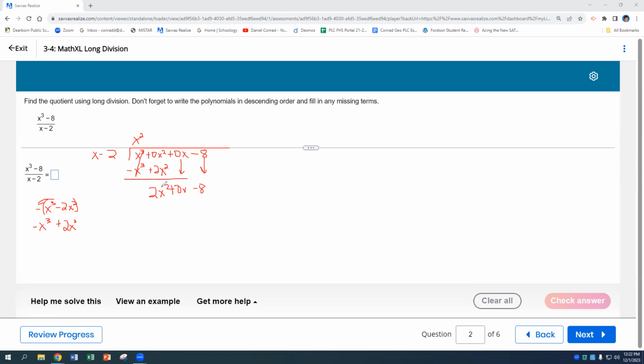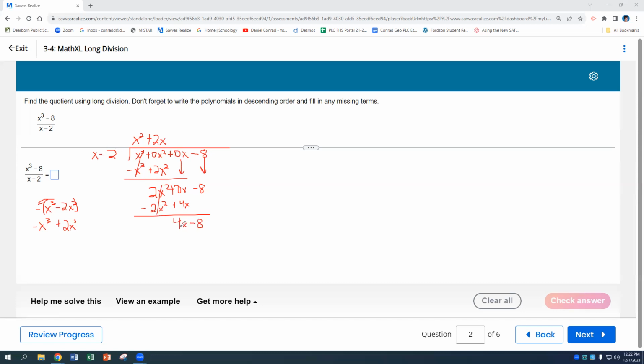All right, so now 2x squared. X times what is going to give us 2x squared? That's going to be 2x. So I'm going to do plus 2x. So 2x times x is 2x squared. 2x times negative 2 is negative 4x. We're going to subtract, so we switch the signs, so those cancel. We're left with 4x. We bring down the minus 8.